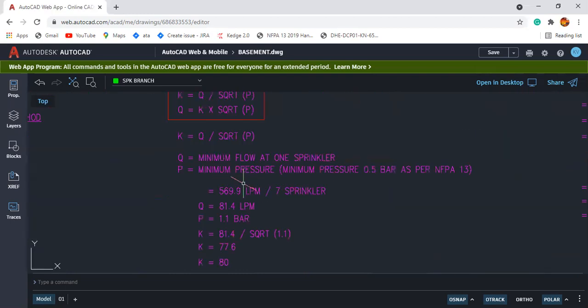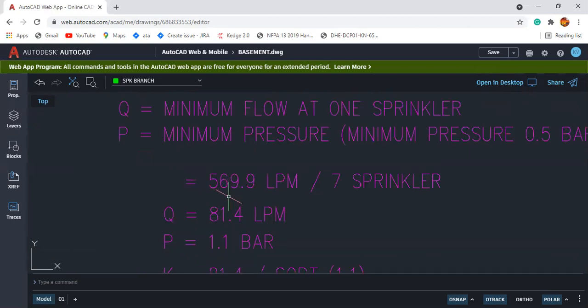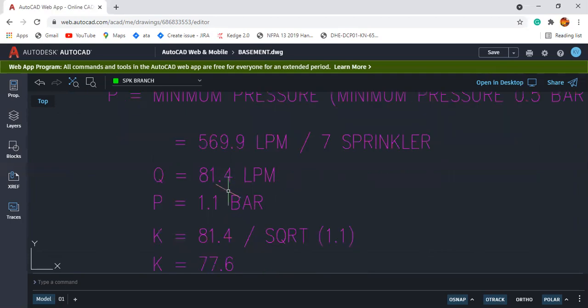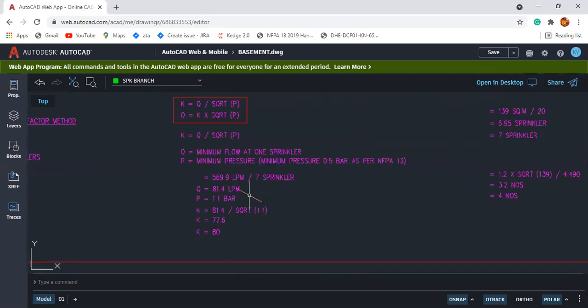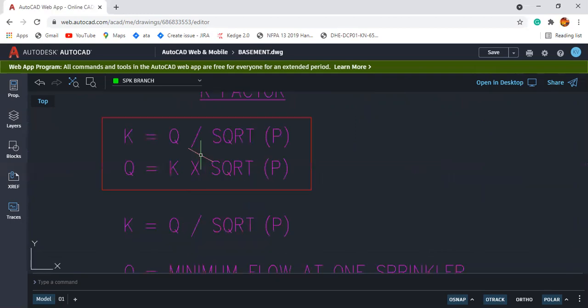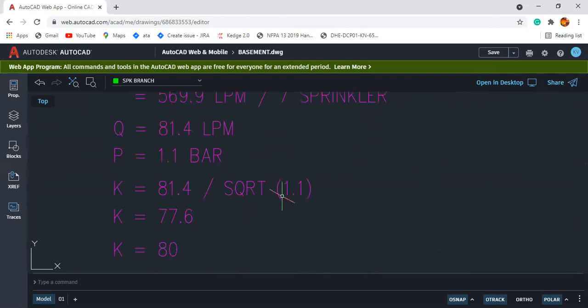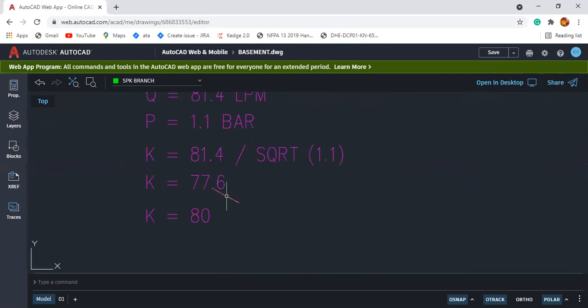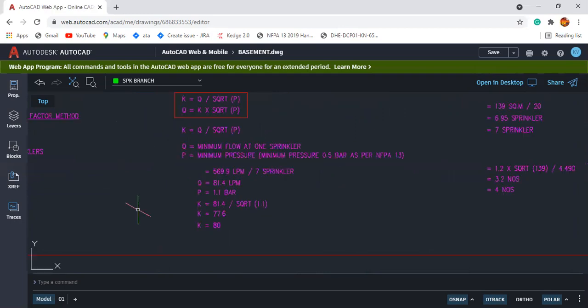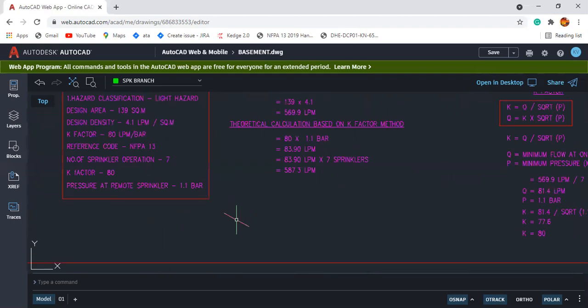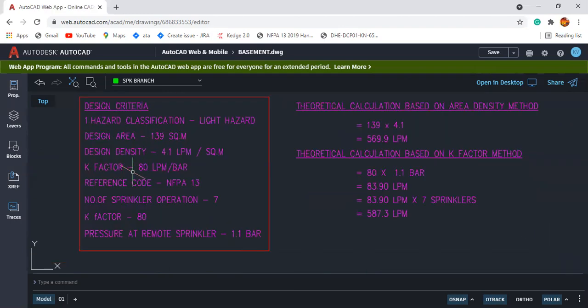So as per the theoretical calculation, the answer is 569.9 lpm divided by 7 sprinklers. So we got the per sprinkler flow, and the pressure I consider is 1.1 bar. We got both details, so we can apply this formula: Q divided by root P. So 81.4 divided by square root of 1.1. I got the answer 77.6. As per the market availability, I select the K factor K80. So our K factor is K80.